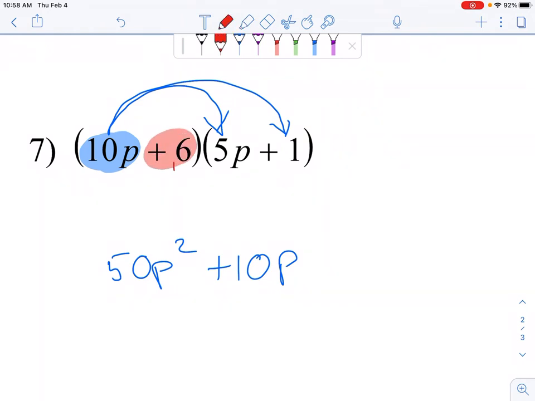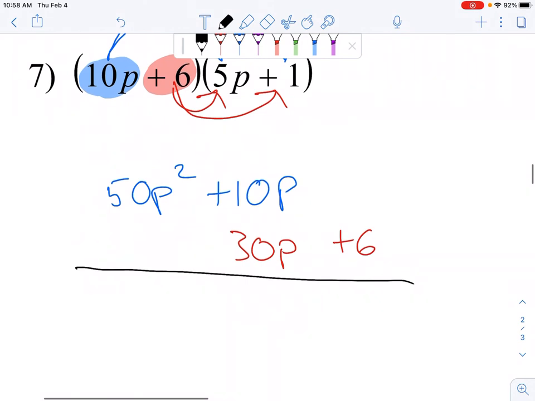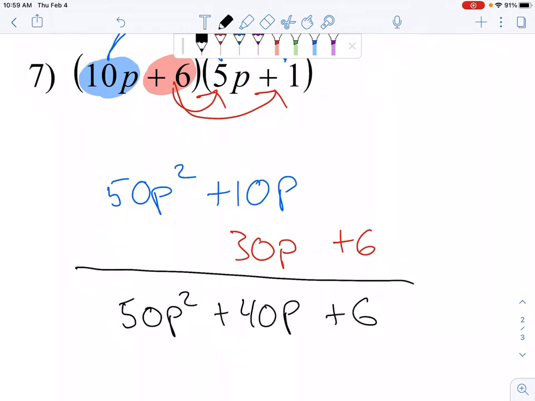Then I'm going to take the 6 and multiply that with 5p to get 30p, and 6 times 1 to get positive 6. And then I just combine my middle terms, my like terms. So 50p squared plus 40p plus 6.